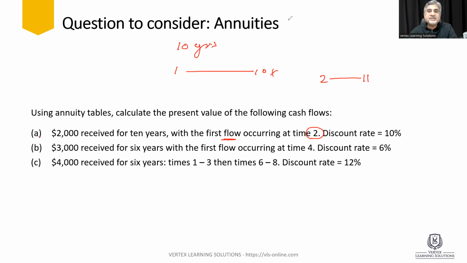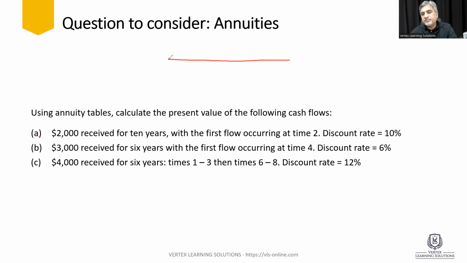Year 1, I'm not receiving anything. You can imagine it like this, that this is your cash, this is your timeline. This is time 0. This is time 1. There is nothing you're receiving, and you are receiving in 2 and in 3. You start to receive money from year 2, year 3, and you continue to receive it for the next 10 years. So it means you will end up in year number 11. So it is not a situation from 1 to 10. It is actually a situation from 2 to 11.